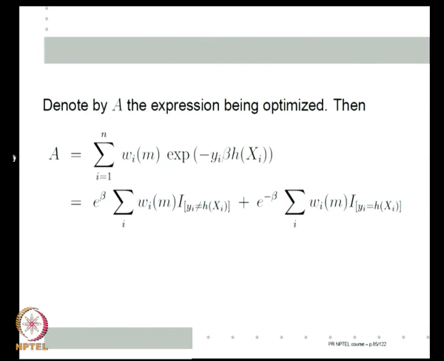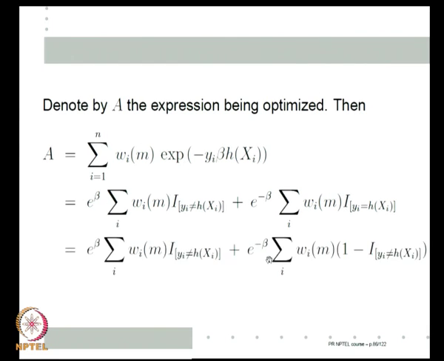So, I can write this as the sum over i of w_i^m into the indicator y_i not equal to h(x_i). So, this will take w_i^m for only those i for which y_i is not equal to h(x_i), otherwise this will be 0. So, for all of them it will be e power beta, plus it will be e power minus beta for all i such that y_i is equal to h(x_i). So, I can write this summation now like this.